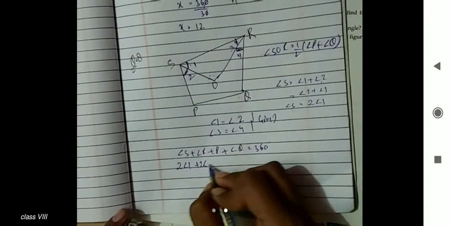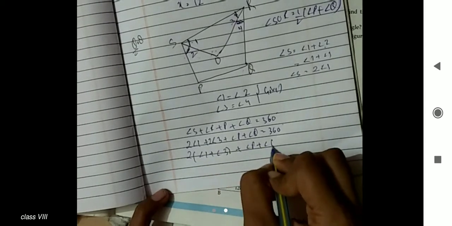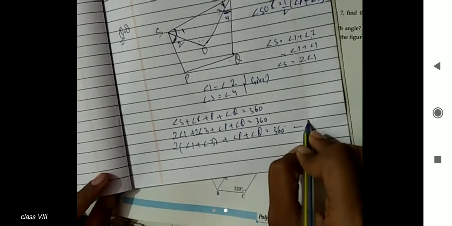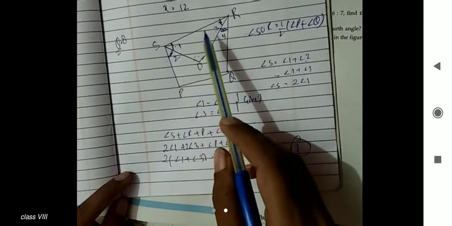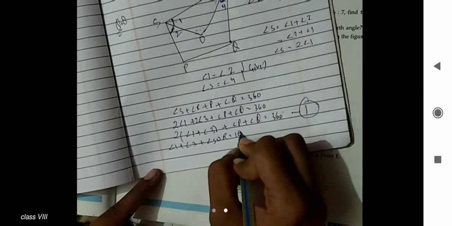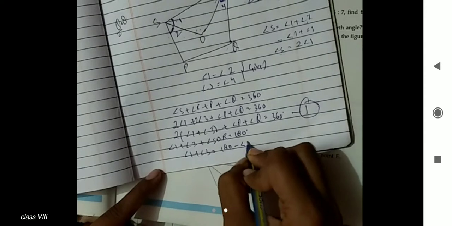Similarly, angle R will be written as 2 times angle 3, plus angle P plus angle Q is equal to 360 degrees. Fine. So just take out 2 common: 2 times angle 1 plus angle 3, plus angle P plus angle Q is equal to 360 degrees. Now more than this you cannot do anything. What you will do next, just keep this equation like this. Next we will apply the angle sum property in triangle SOR, and that will give you angle 1 plus angle 3 plus angle SOR is equal to 180 degrees. So in place of angle 1 plus angle 3, I can write 180 minus angle SOR.